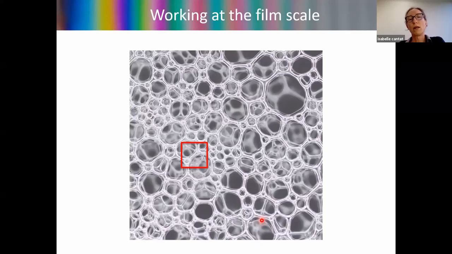So this is the motivation for studying at the scale of the film what happens in the liquid phase and how it flows. So we are zooming on a very small part of the foam, and we see the structure with the films, the meniscus at the boundary between three films, and the gas bubbles in between.